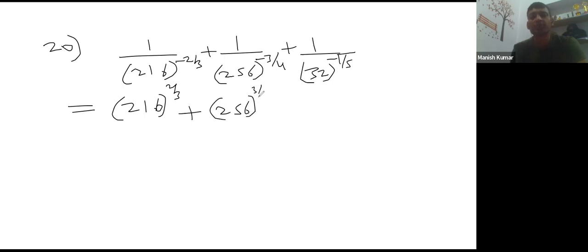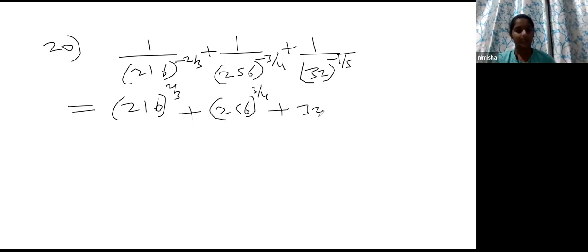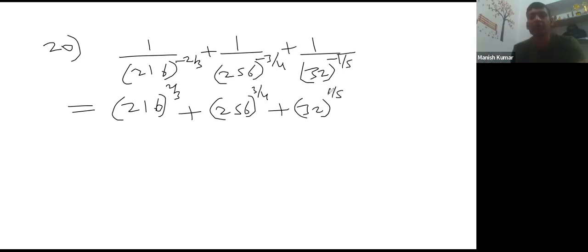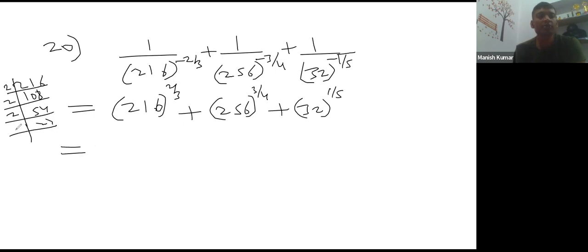256 whole to the power 3 by 4, 32 to the power 1 by 5. Now, can we take the factors of 216? Let us factorize 216. 2 ones are 2, 2 fours are 8... 2 fives are 4s, 27, and 3 9s, 3 3s. So we can write it as 2 cube and 3 cube, isn't it?